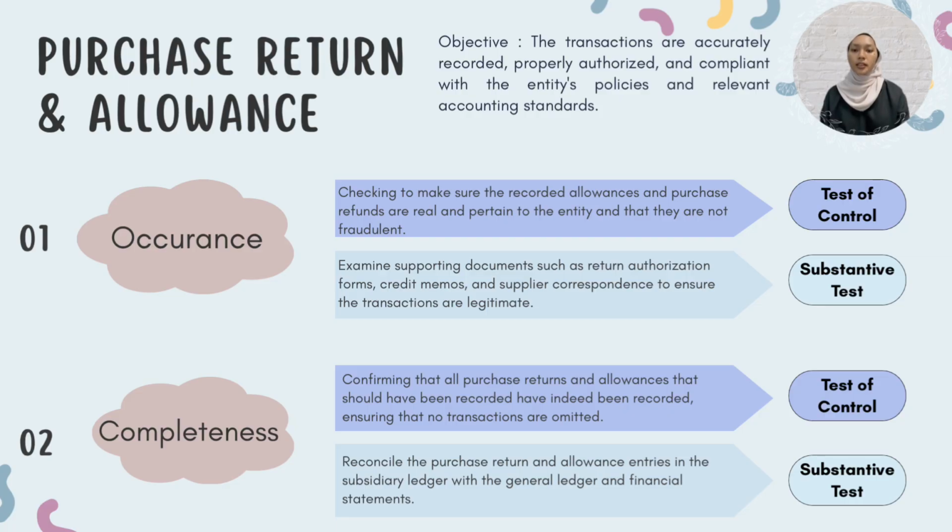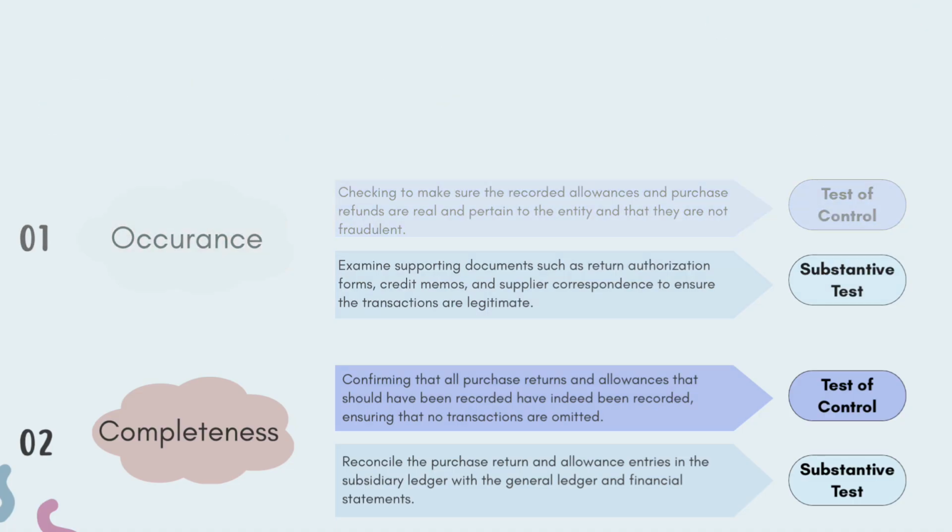Second, completeness. For test of control, we confirm that all purchase returns and allowances that should have been recorded have indeed been recorded, ensuring that no transactions are omitted. For substantive test, we reconcile the purchase return and allowance entry in the subsidiary ledger with the general ledger and financial statements.